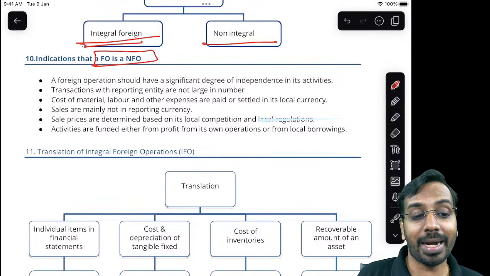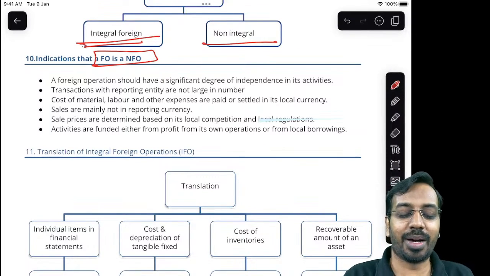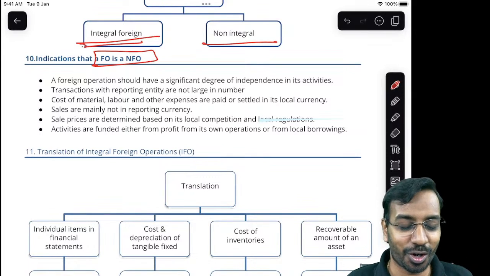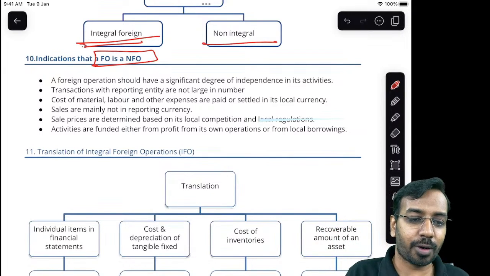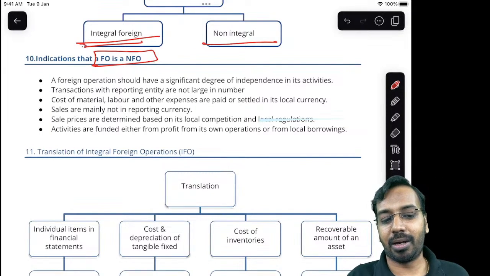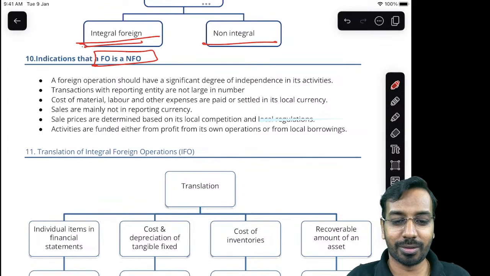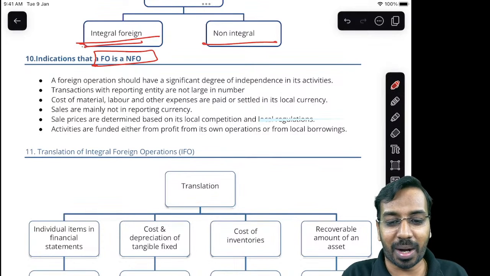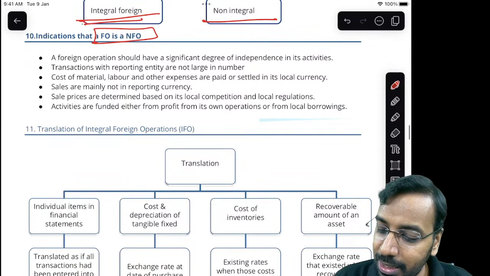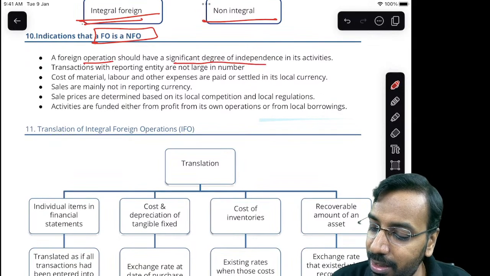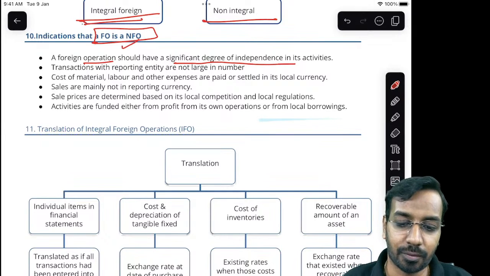But if they are independent, someone like a teenager, like all of you, right? All of you are generally, other than money requirement, all other decisions you take on your own, correct? So you are more independent. So that will be an independent branch. You will just take the money from the head office, from your parents, then you will decide which phone to purchase, which class to enroll for, which movie to go to, when to give a party, where to give a party. All of those are independent decisions. So when a foreign operation has a significant degree of independence, then it can be a non-integral foreign operation.